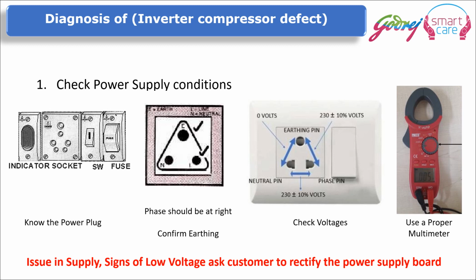The voltage between neutral and line should be around 230 plus or minus 10 percent, and the same voltage should be available between earthing and phase. Between neutral and earth there should be no voltage, like 0 volt. For that we have to use a proper multimeter to ensure the availability of voltage across the terminals.